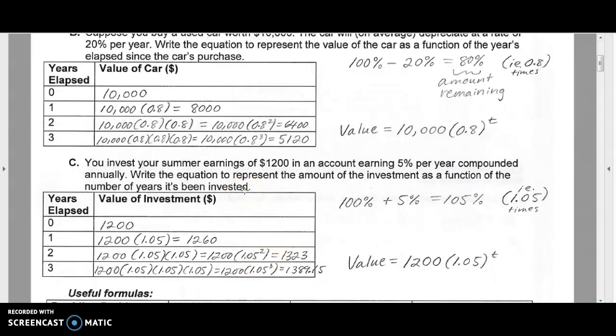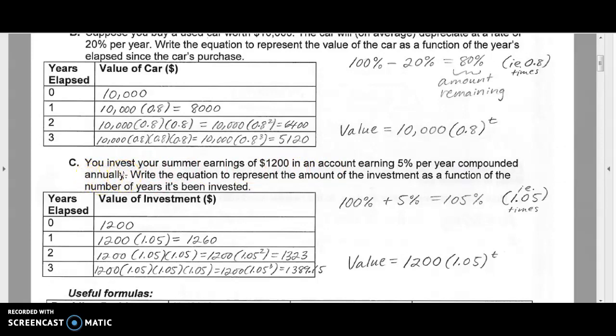is part C, and it says here you invest your summer earnings of $1,200 in an account earning 5% per year compounded annually. Don't worry too much about that compounded annually. We'll deal with that more next unit. For now, just know that that means it's earning 5% interest a year. That's what the annual means.